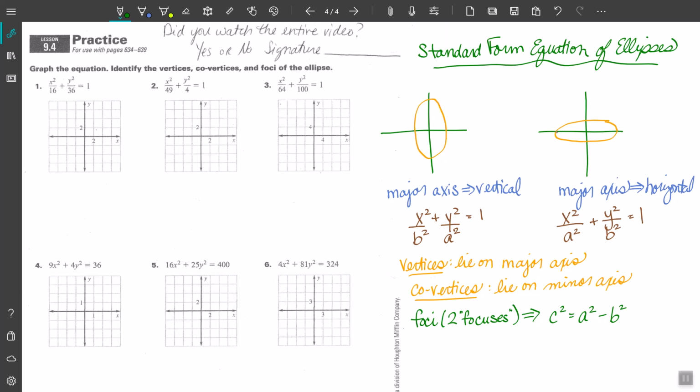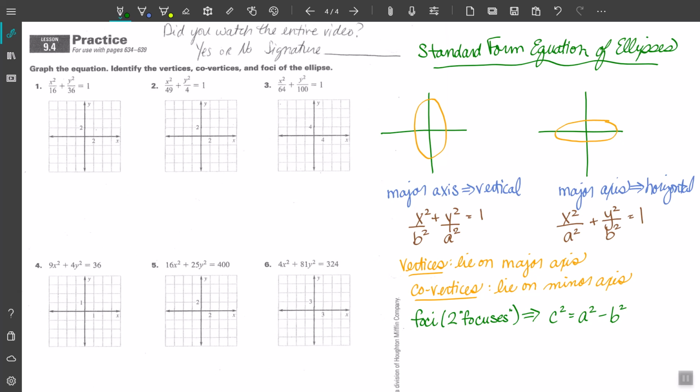Over here on the right hand side, when it's running horizontal, then our major axis, the longer side to side here through the ellipse, is horizontal. And so in this case, it's our x-axis here.